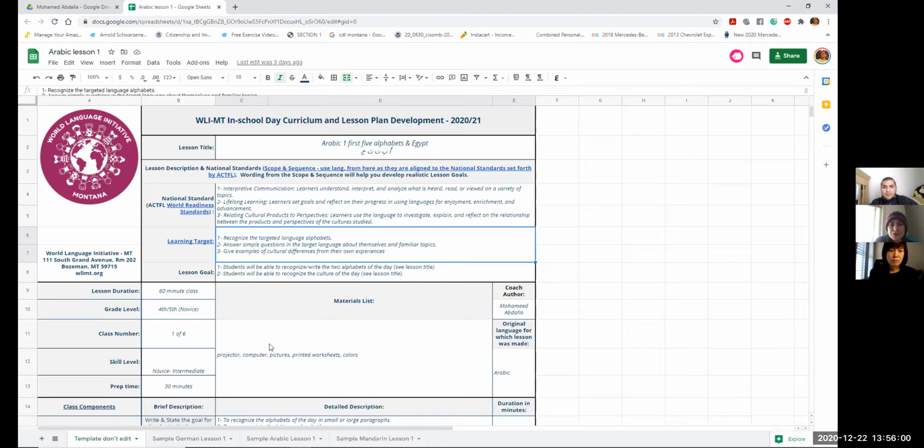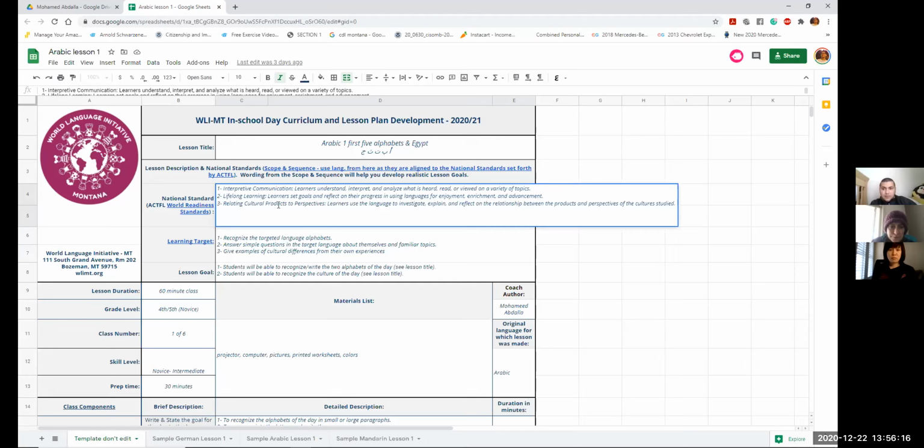Okay. Yeah, do you think you could do just one in each of those boxes? Like right here where I am. I don't know if you can see my cursor. I'm in the national standards, the world readiness standards. You have interpretive communication, lifelong learning, and relating cultural products to perspectives. Could you pick just one standard to teach to? Because otherwise you'll feel overwhelmed, and the students might too, because you're trying to accomplish a lot.